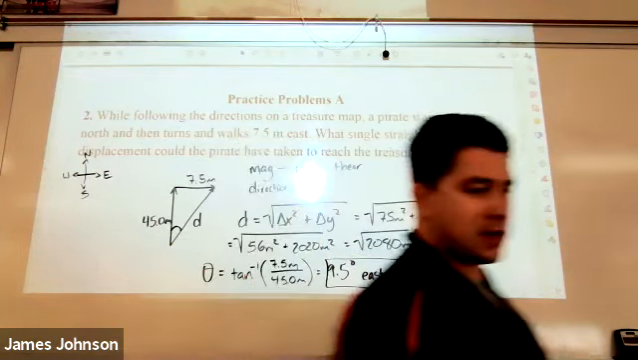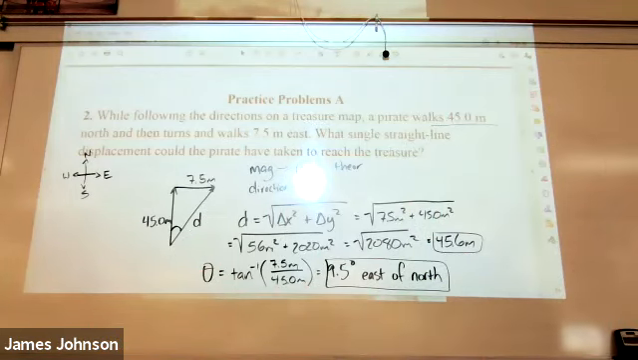So that single straight line, the total displacement of that line would be 45.6 meters east of north. That's the complete answer.